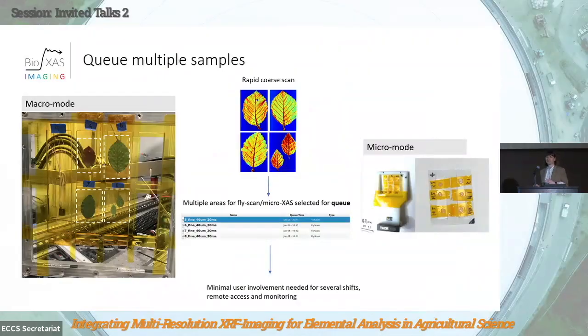So we have a level of automation when it comes to data collection. We can mount several samples in macro mode as well as in micro mode. Through coarse scanning, we can get an overview of all the samples present, and it can guide us in the selection and queuing up of multiple fine scan regions. This requires only minimal user input during the data collection process, which could be several hours, overnight, or several shifts.